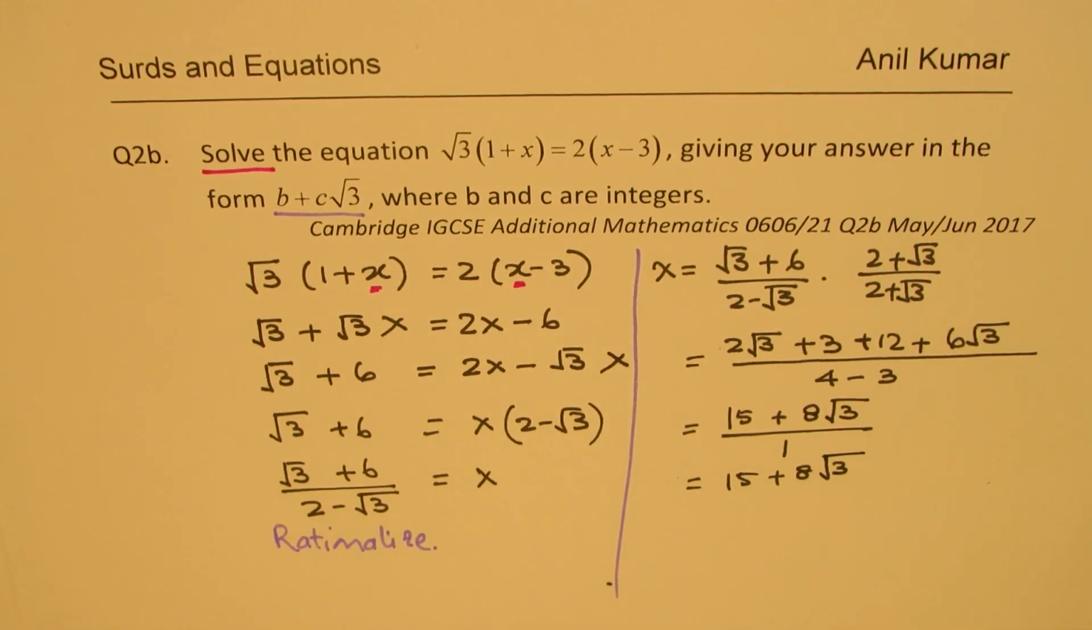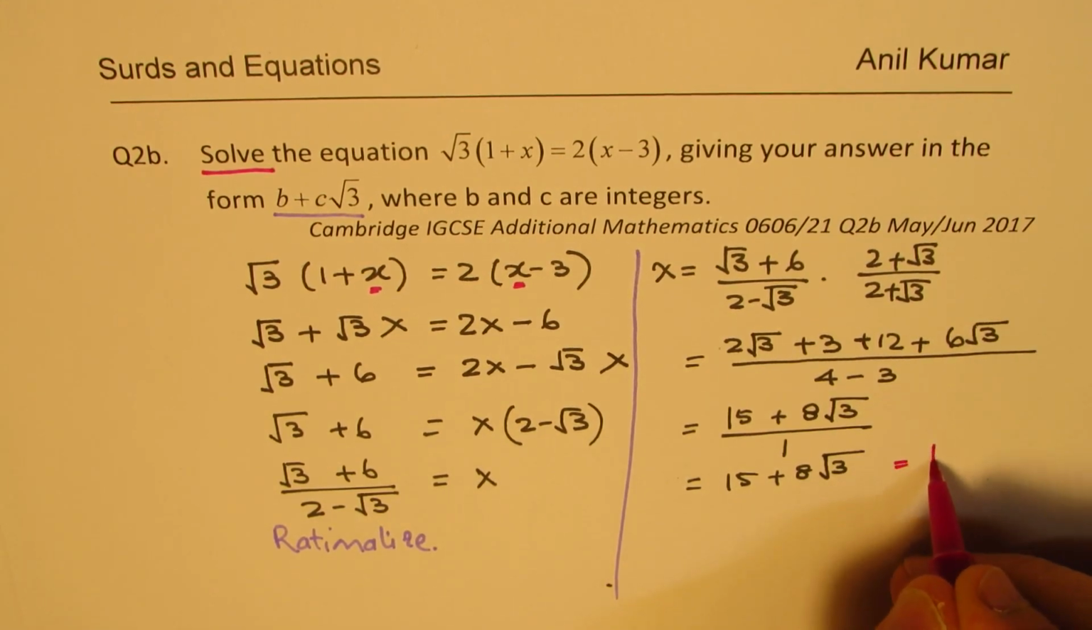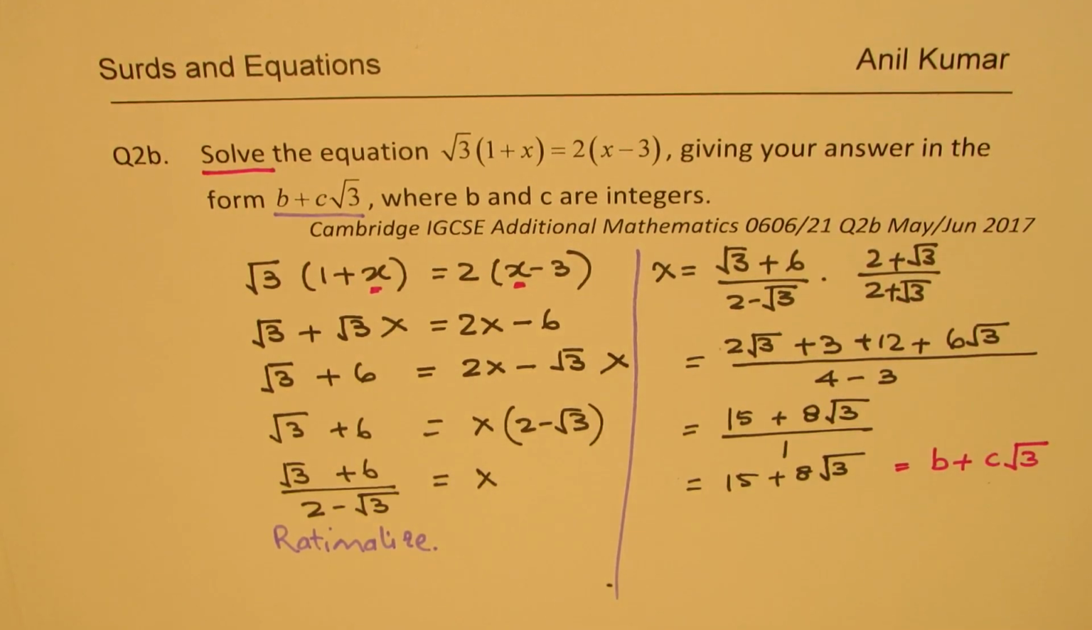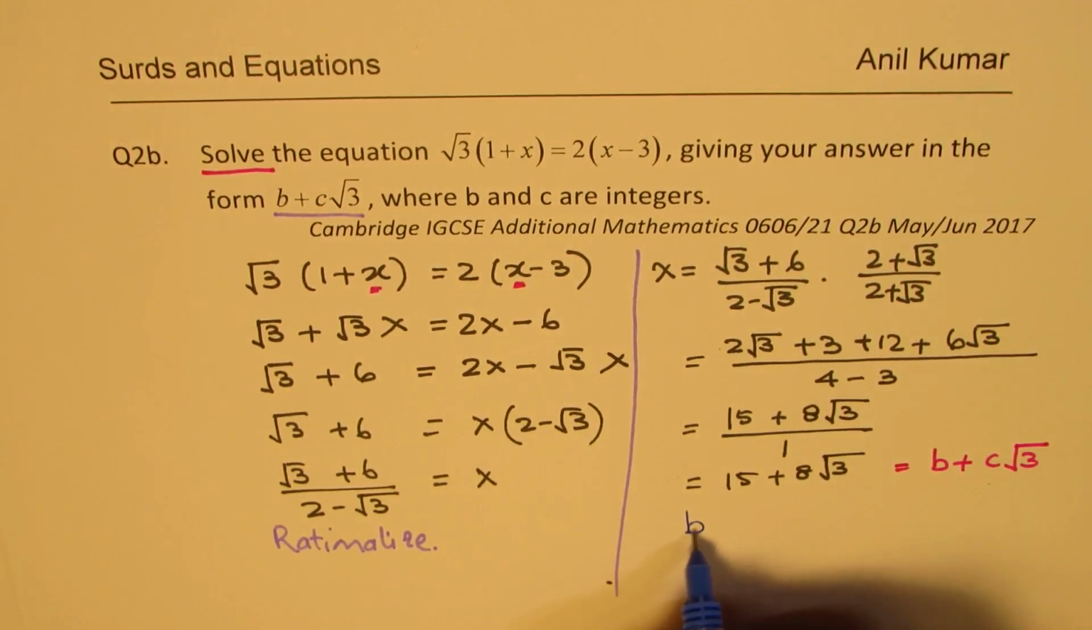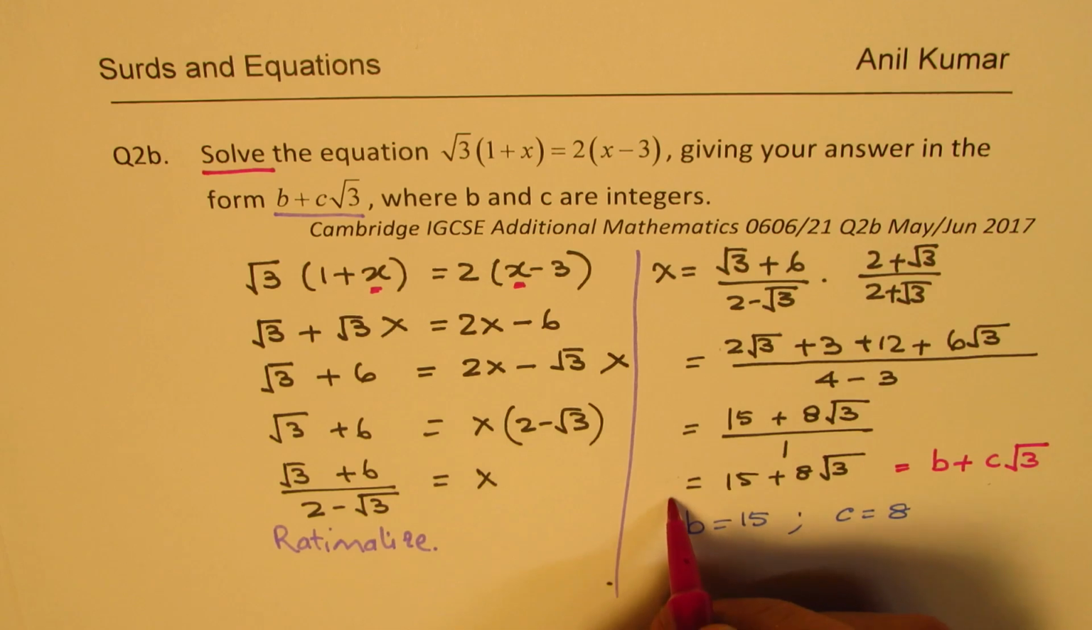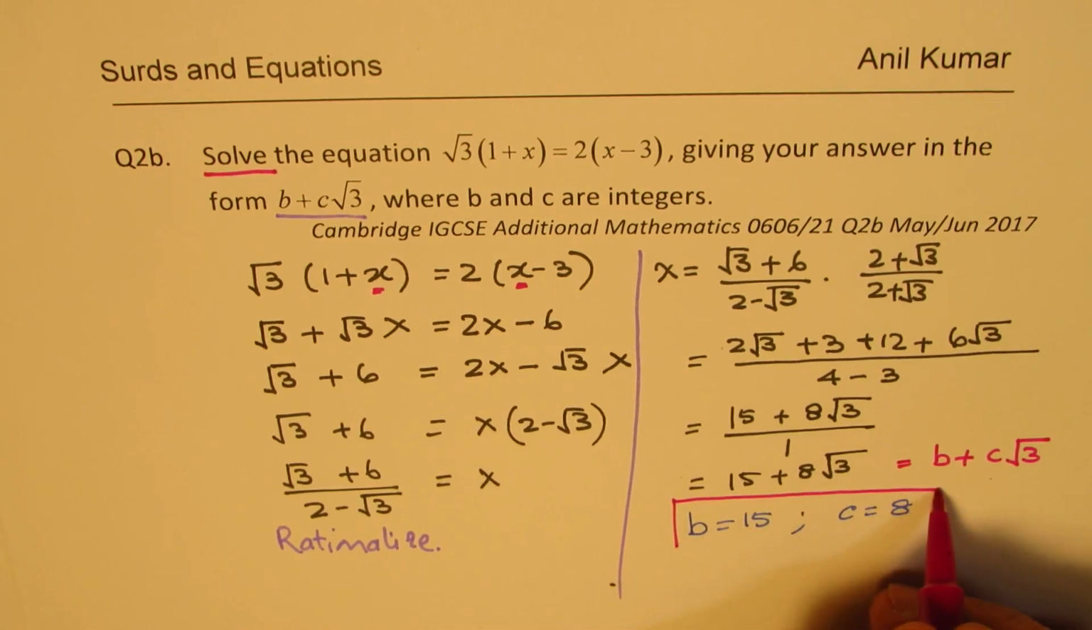Now if you compare this with b plus c square root 3, you know what b and c are, right? So b is equal to 15 and c is equal to 8, right? So that is how we are going to write its solution. Is that clear?